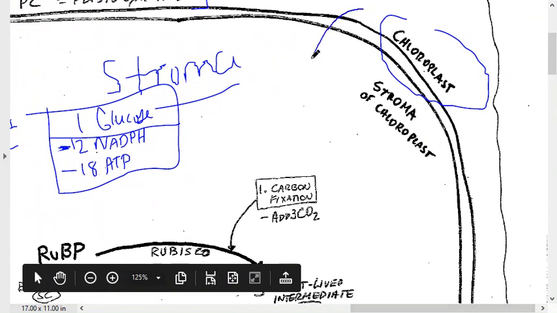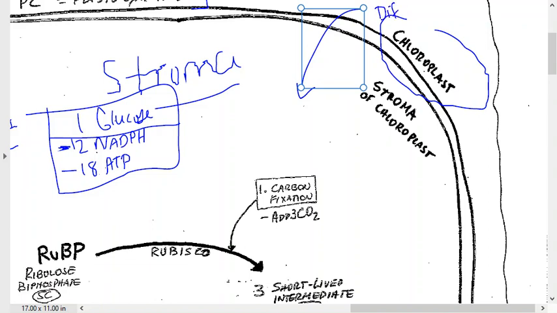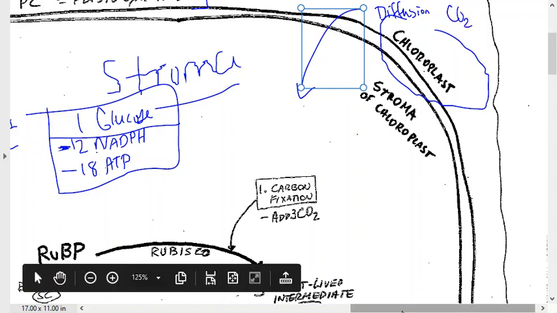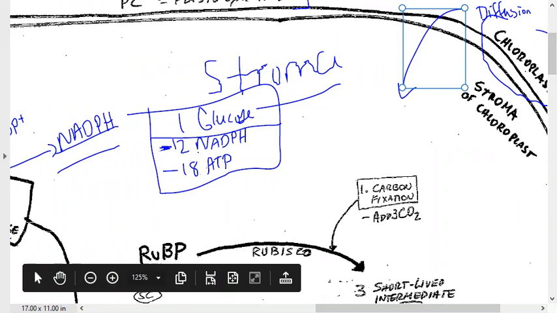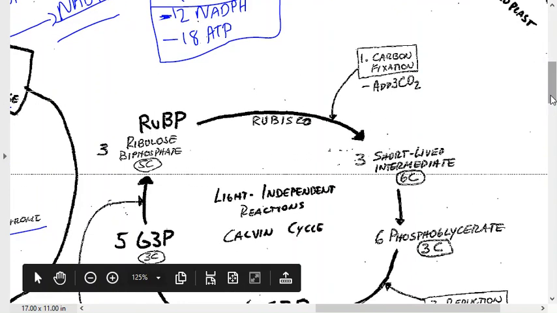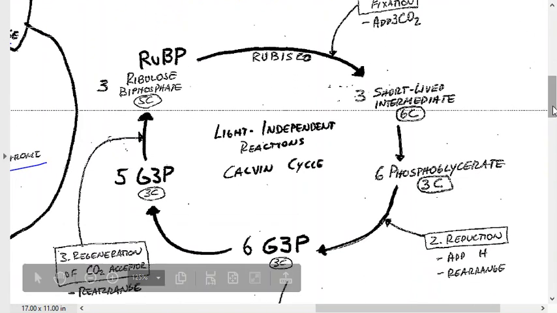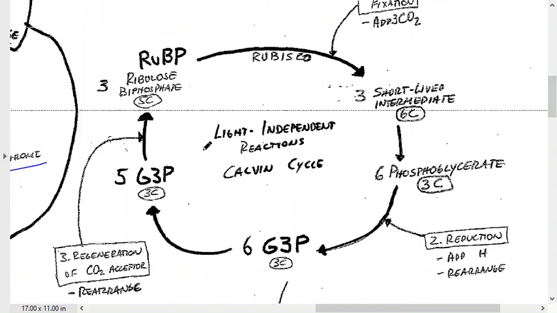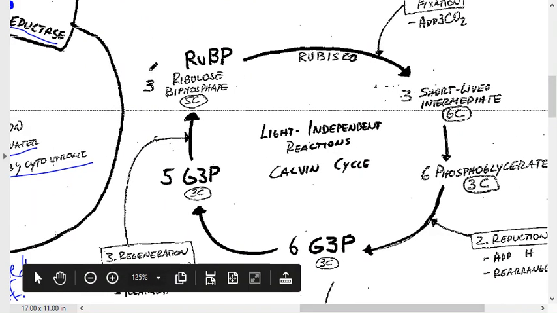Remember that you have the diffusion of CO2 coming through the stomata into the plant cell and into the stroma of the chloroplast. That's where we are right now. We're in the stroma of the chloroplast, which is basically the cytoplasm of the chloroplast. And we're going to start with this molecule right here.